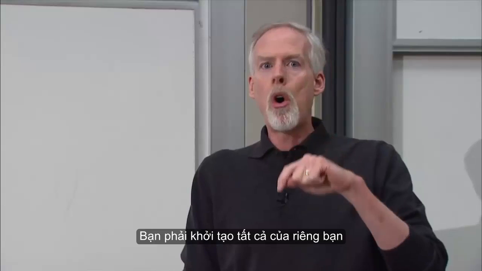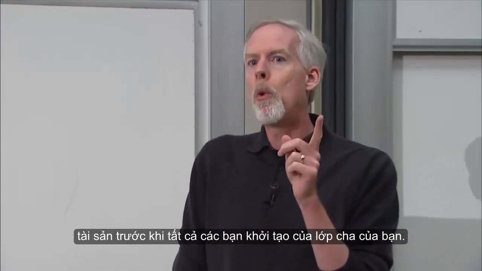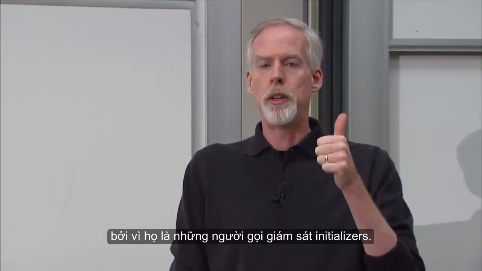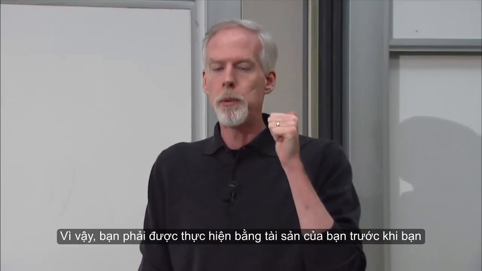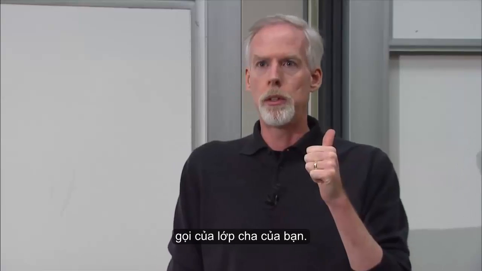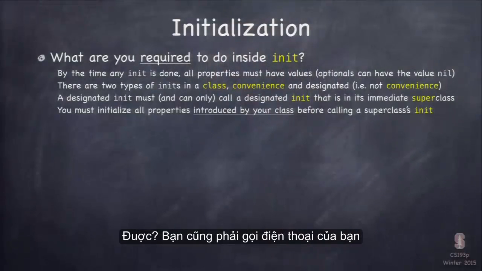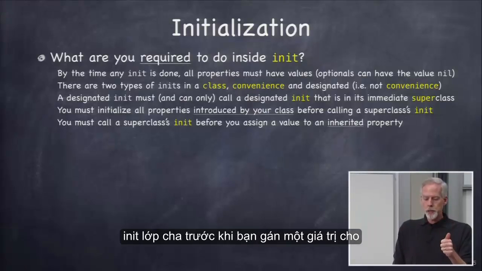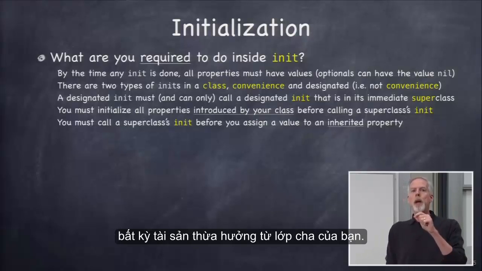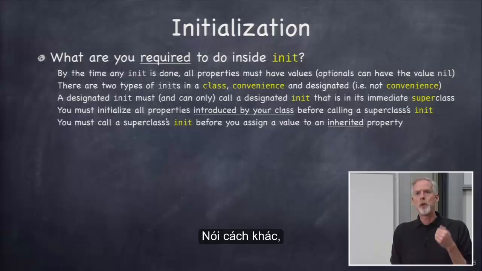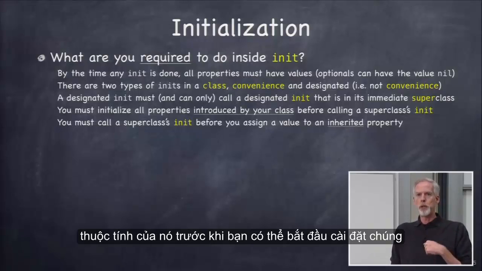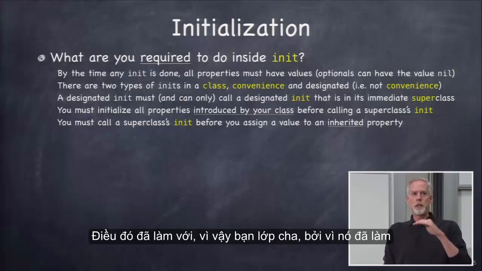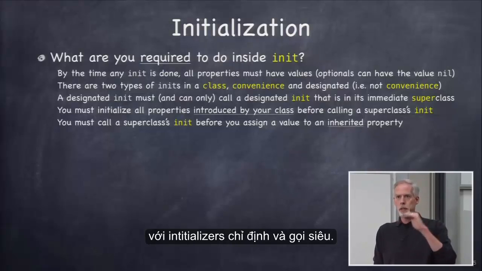You have to initialize all of your own properties before you call your superclass's initializer. This is for designated initializers only because they're the ones who call their superclass's initializers. So you have to be done with your own properties before you call your superclass's. This one will trip you up often. You also have to call your superclass's init before you assign a value to any property you inherit from your superclass. In other words, you have to let your superclass initialize its properties before you can start setting them. So you get those three rules, which have to do with designated initializers and calling super.